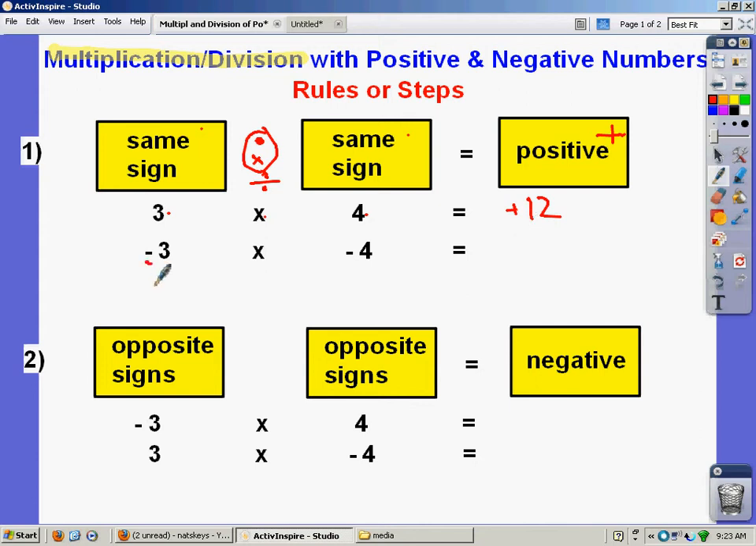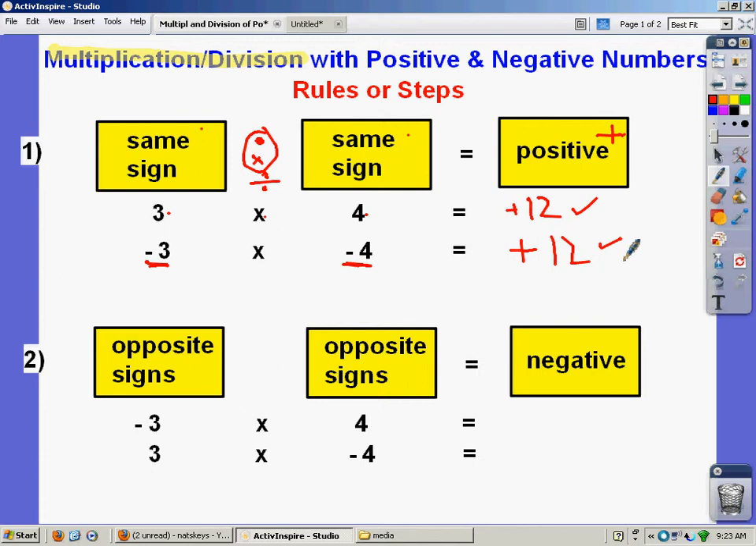Now, notice this. You have negative 3 times negative 4. Question is, are they the same sign? If they are the same sign, it doesn't matter whether it's positive or negative. The answer is going to be positive 12 again. Notice how in example 1, 3 times 4, they're both positive. In example 2, negative 3 times negative 4, they're both negative. But the answer is positive 12 in both cases. So that's rule number 1.